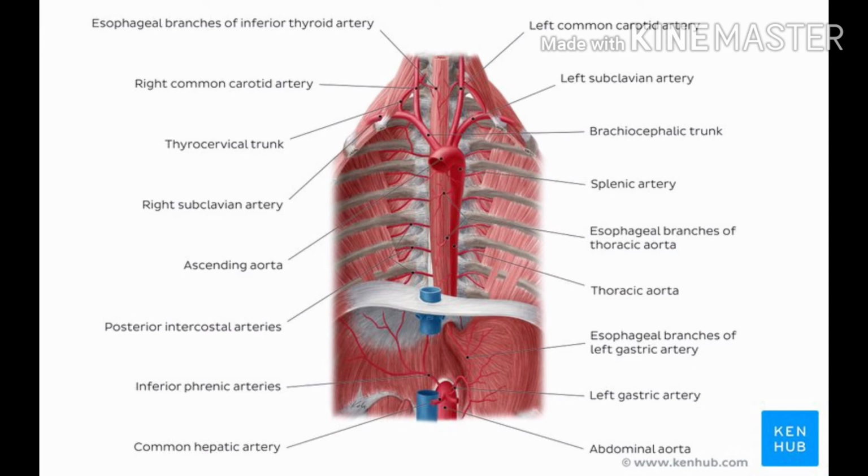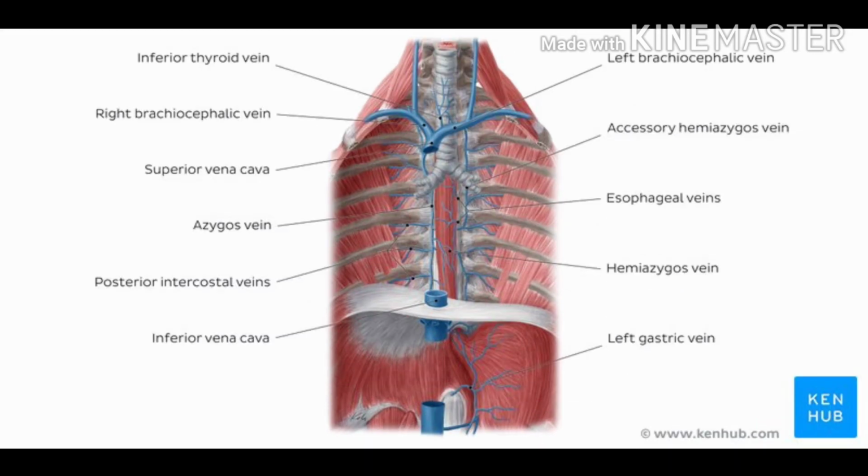Neurovascular supply of the esophagus. In that, arterial supply. The cervical part of the esophagus is supplied by the inferior thyroid arteries. The thoracic part is by the esophageal branch of descending thoracic aorta and bronchial arteries. The abdominal part of the esophagus is supplied by the esophageal branches from left gastric artery and left inferior phrenic artery. Next, venous drainage. Cervical part of the esophagus is drained by inferior thyroid veins.